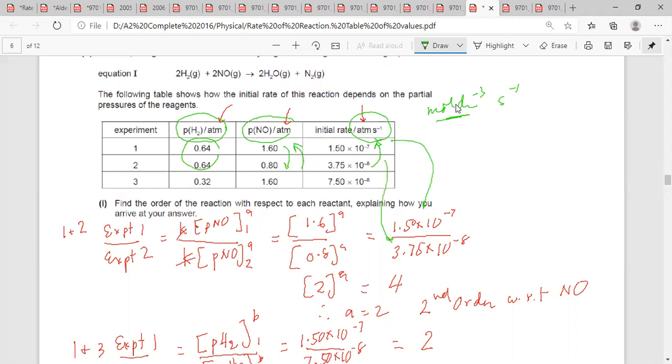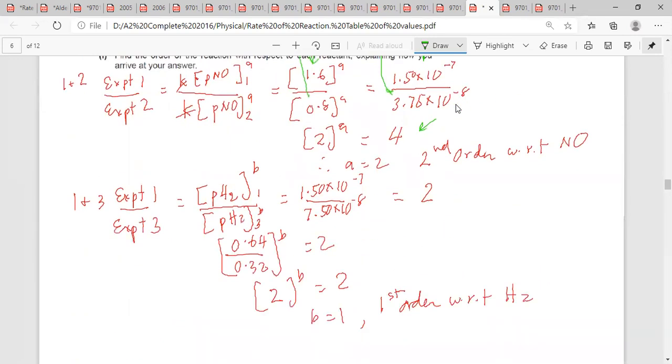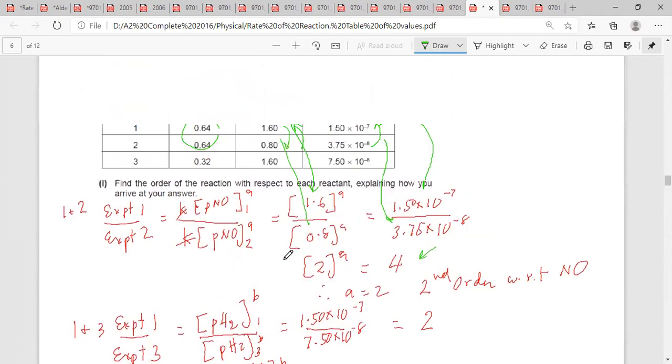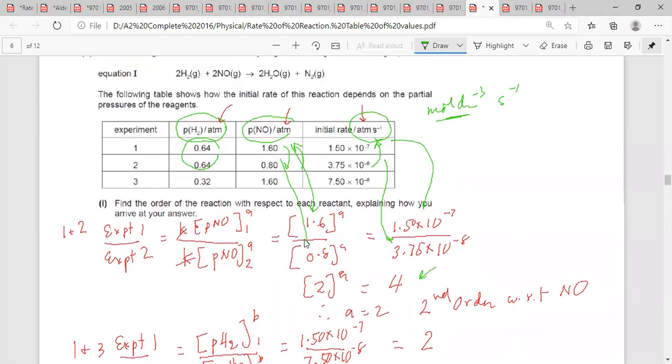Okay, so this one is on top here, concentration, partial pressure A, and the bottom here. Okay, and you can solve. A is equal to 2 here because it's 2 to the power A, 4, so it's second order. Same thing here. So 1 and 3 will give you the order for hydrogen. Hydrogen here, 1 and 2. Sorry, 1 and 3. These two are the same.